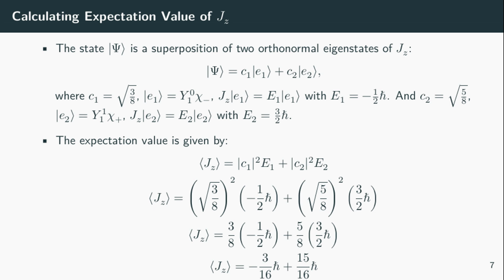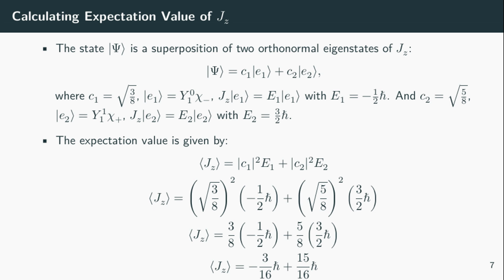Now let's calculate the expectation value of Jz for our state psi. As shown on the slide, psi is a superposition of two orthonormal eigenstates of Jz with specific coefficients C1 and C2 and corresponding eigenvalues E1 and E2. The expectation value is calculated by summing the probability of being in each eigenstate. That's the absolute value of the coefficient squared, multiplied by the eigenstate's eigenvalue. Following the steps shown, we substitute our known values, square the coefficients, and perform the multiplications. We then add the resulting terms.